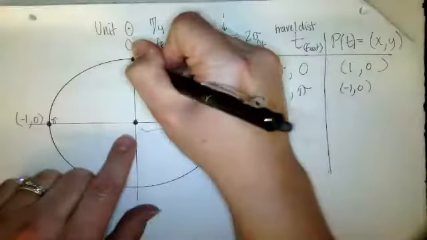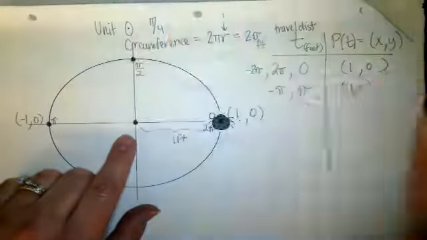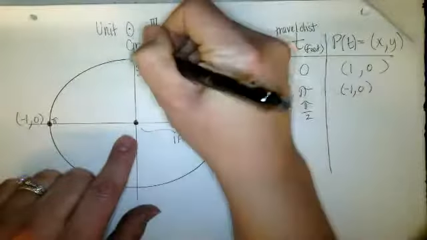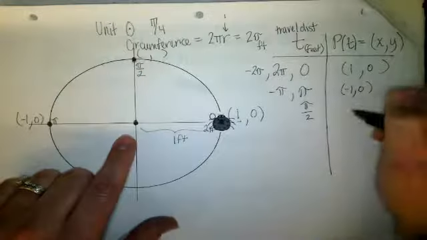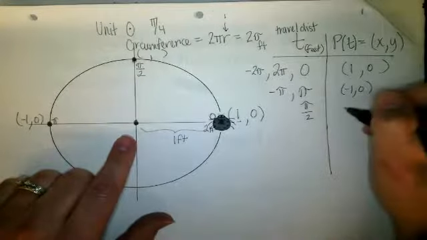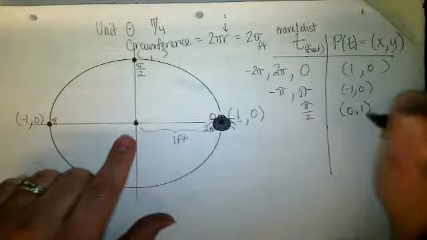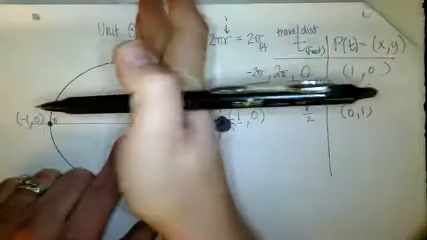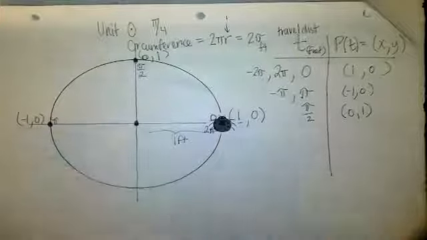Half of a pi, or pi over 2. Excellent, ladies and gentlemen. And if she travels pi over 2 feet, what ordered pair does she stop at? 0, 1. Very good. 0 in the x direction, up 1. Okay, excellent.